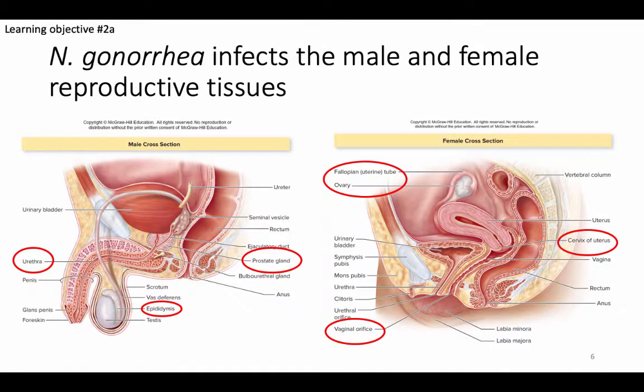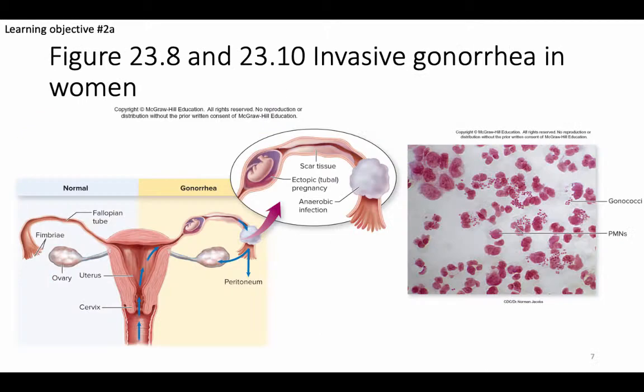So these are the tissues infected. In the male, we see the urethra infected. We can also see the infection move to the prostate gland and the epididymis. In the female, we have the vaginal orifice or the vagina infected, the cervix, and the infection can move more inward to the ovaries and the fallopian tubes.